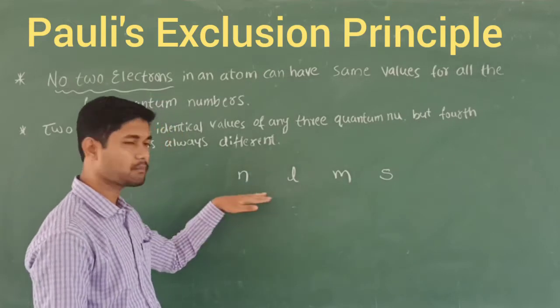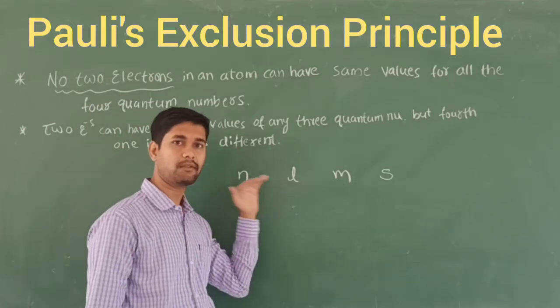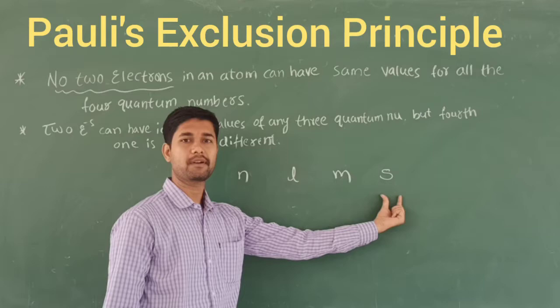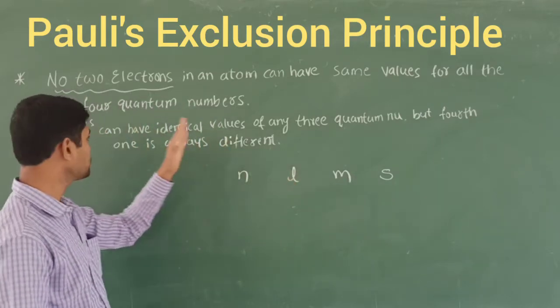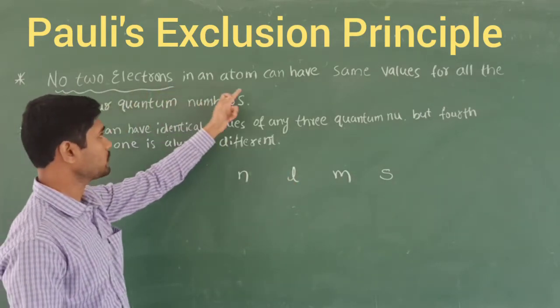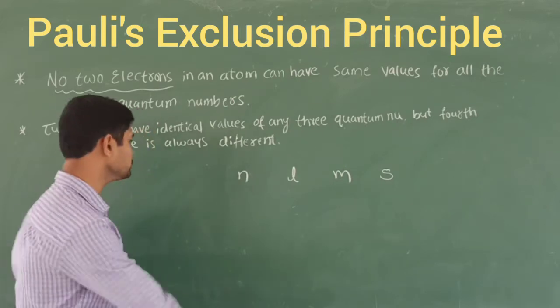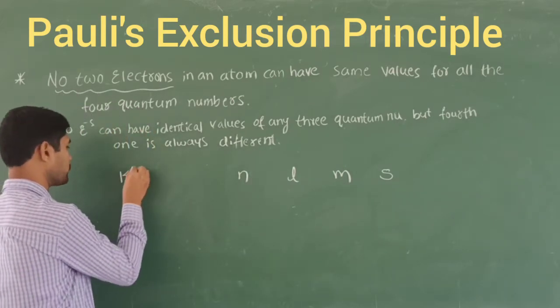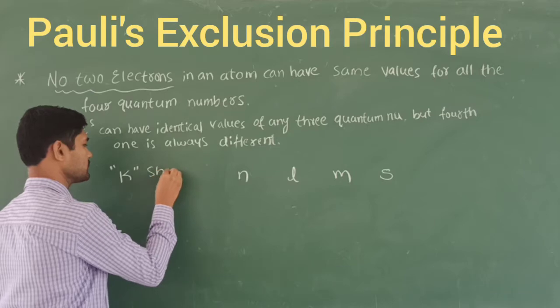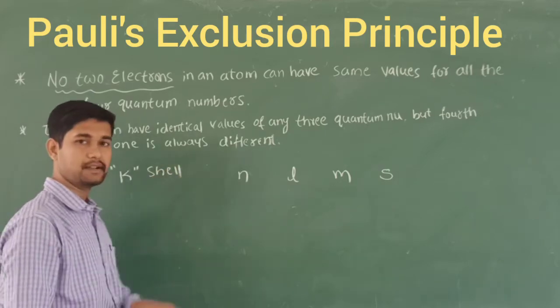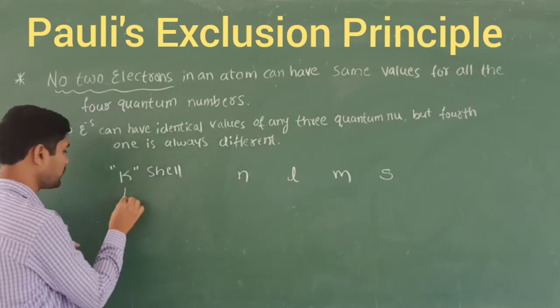So all three quantum numbers for an electron should be the same, identical values, but the fourth one is different. That's why the statement says that no two electrons in an atom can have the same values. Now I am going to take an example for the K shell. The K shell is nothing but the main shell, and what is the value of this K?